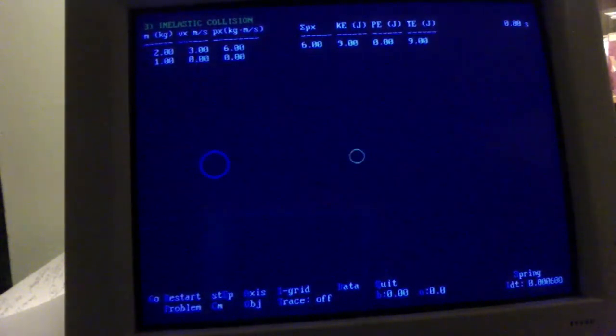So the momentum, if you notice, is going to stay at 6. Look at this. It stayed at 6, but the total energy dropped from 9 down to 6. Momentum is transferred even though energy is lost. Let's see that center of mass now. Watch the center of mass. Oh, the center of mass is moving with the object now that they're stuck together. There's no other choice.